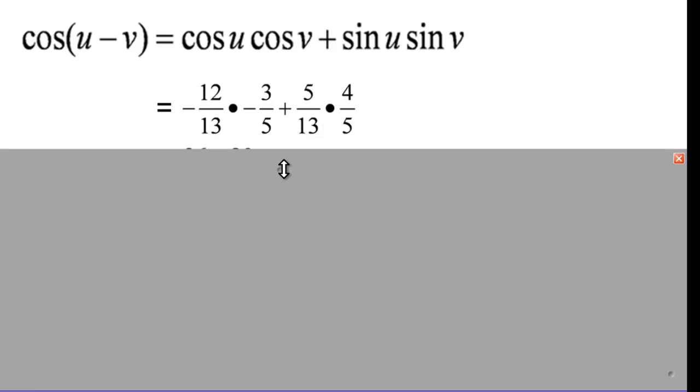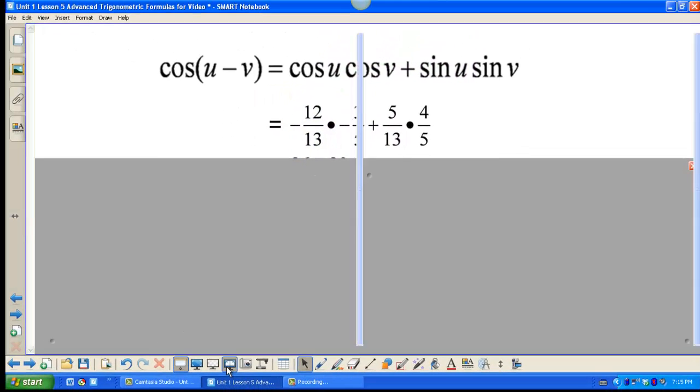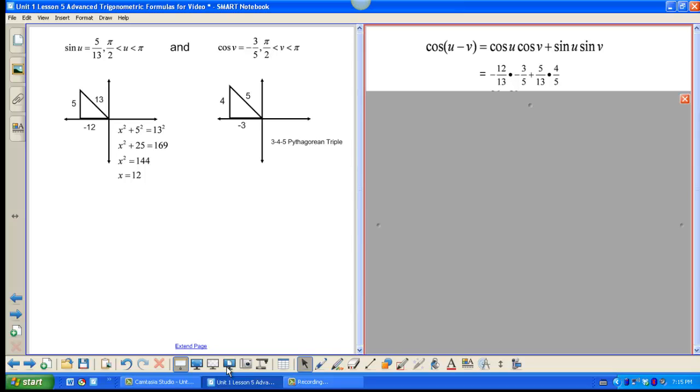Okay, so I originally knew that the cosine of v was negative 3/5, and I originally knew that the sine of u is 5/13. But then when I did my triangle work, I now know that the cosine of u is negative 12/13, and the sine of v is 4/5.